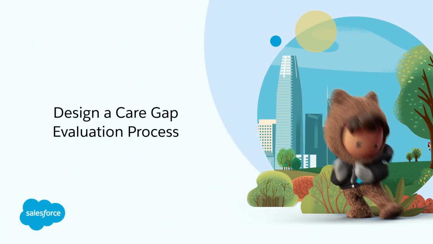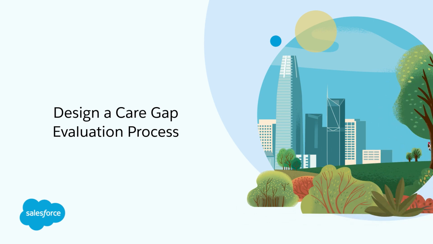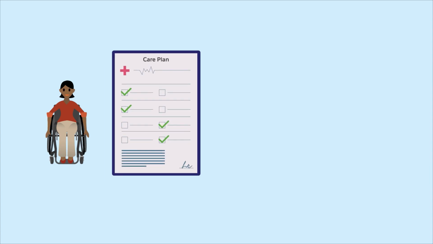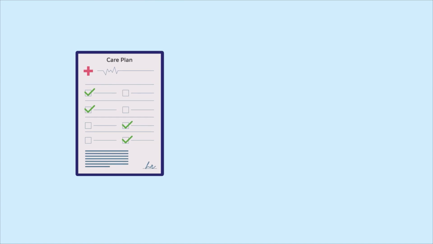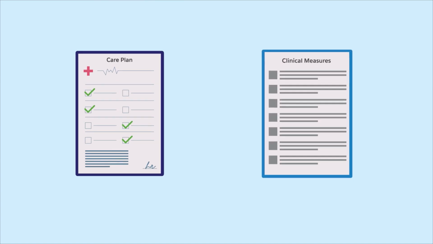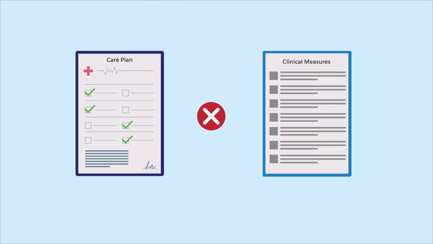Design a care gap evaluation process. Healthcare coordinators tailor care plans based on industry standard guidelines and the specific needs, conditions, and preferences of each patient. However, if a patient's care plan differs from the recommended guidelines, it means there's a care gap. Healthcare agencies must reduce these gaps to improve overall healthcare quality.